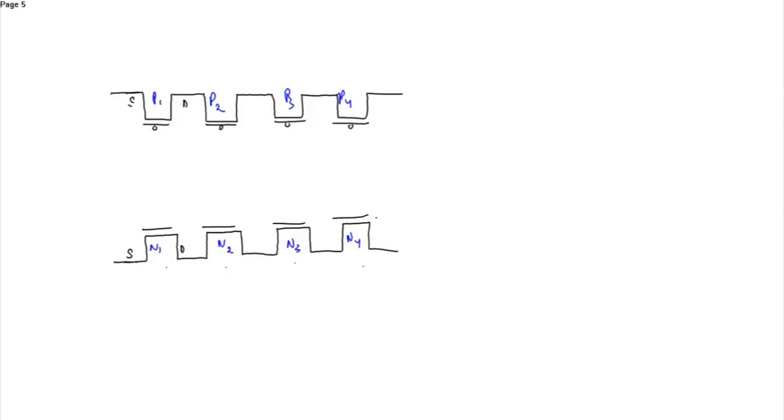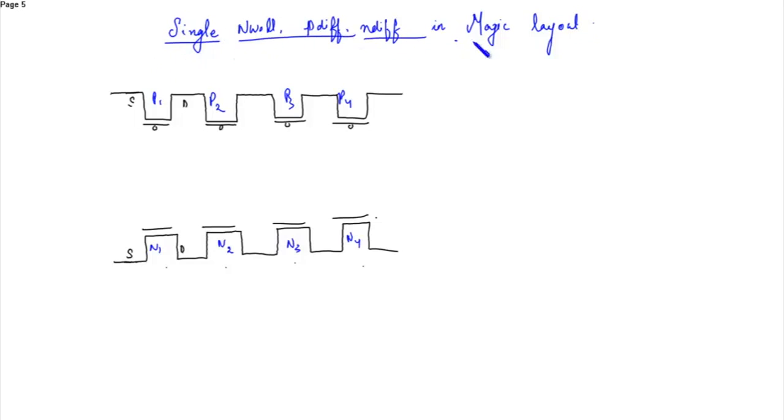This schematic is for a single N-well, P diffusion and N diffusion in Magic layout. This schematic is drawn by keeping the layout in mind. So this is connected to give the input D.